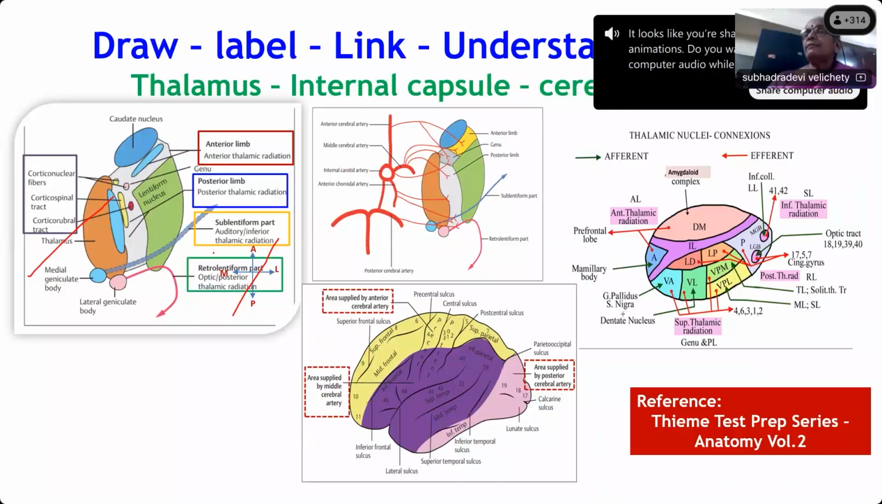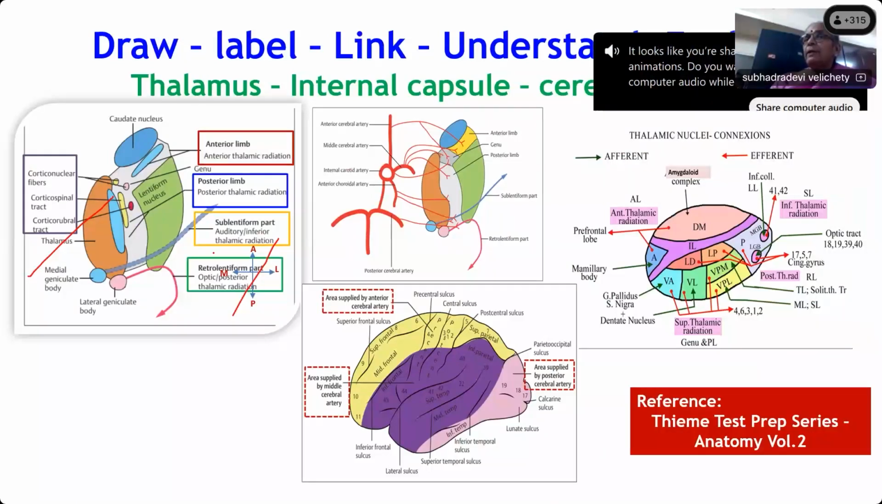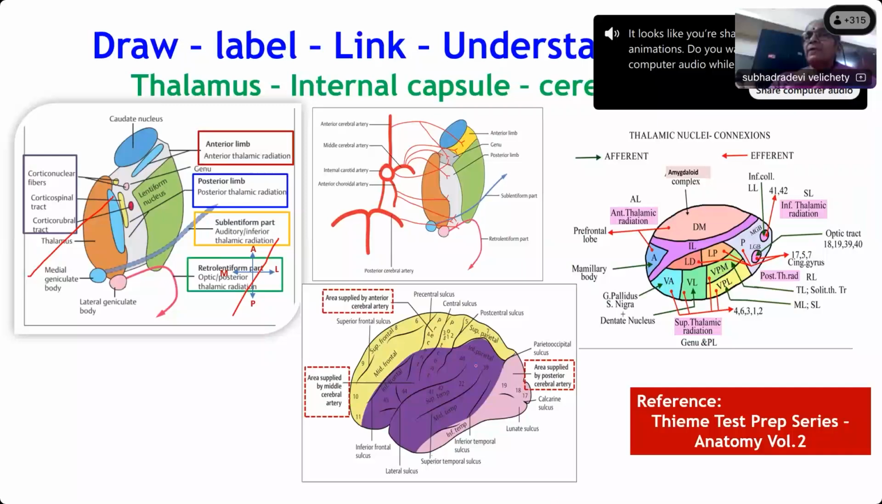Why? If there is an obstruction to the artery, then what functional areas will be affected? If it is in relation with the internal capsule, what fiber bundles, which are closely packed within the internal capsule, will be involved, and from which motor area are they coming? So that also will give you a clue what type of paralysis. You can link it as a clinical correlation of it.